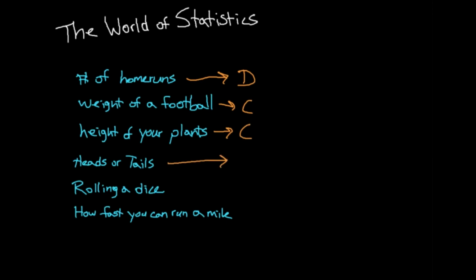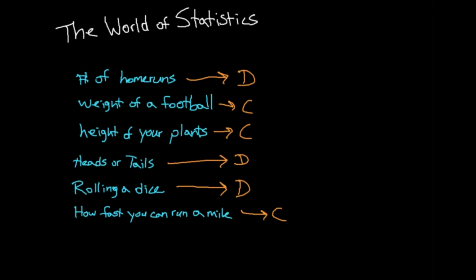If we're flipping a coin and we're getting heads or tails, these are separate events, so that would be an example of discrete data. If we are rolling a dice, we can get the numbers 1 through 6. We can't get a 1.2. We can't get a 2.4. So that would be discrete data. How fast you can run a mile, that would be what? That would be continuous data, because time can be measured on a continuous scale until we have a cutoff point.